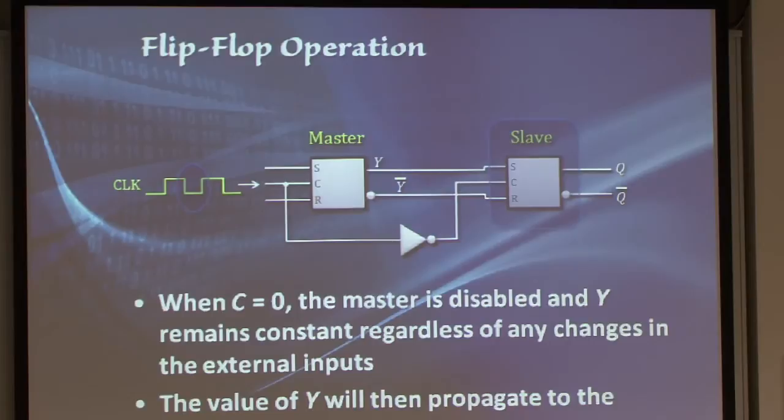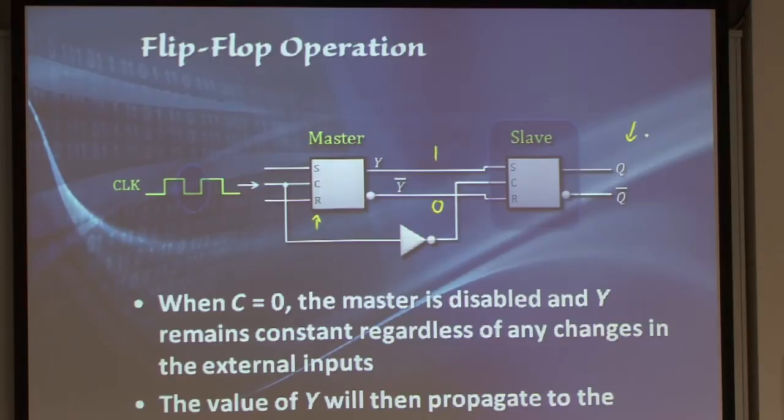Now the master is blocked. Whatever is stored in the master is the last thing we observed on S and R before we actually blocked it. And this is what will be in Y and not Y. For example, the example I gave you before, if the last thing was a set state, then we will have a 1 and 0 there. Now the slave is enabled. So whatever is in the inputs here will propagate out to the outputs Q, which is the output to the external world. Those Y and not Y signals are not actually observable by the user. They're just the internal signals of the structure.